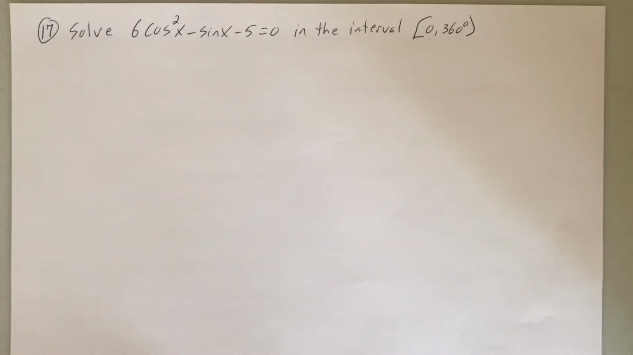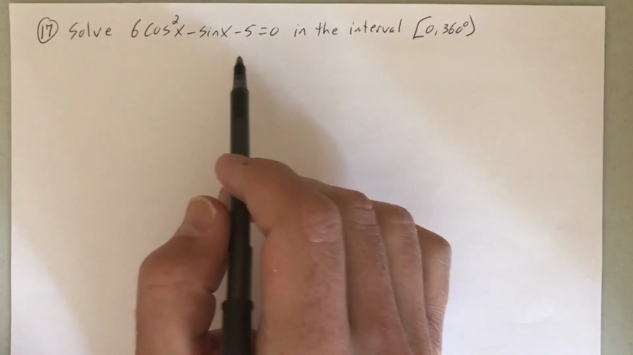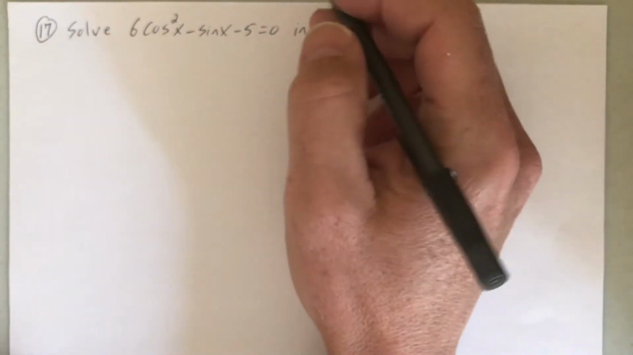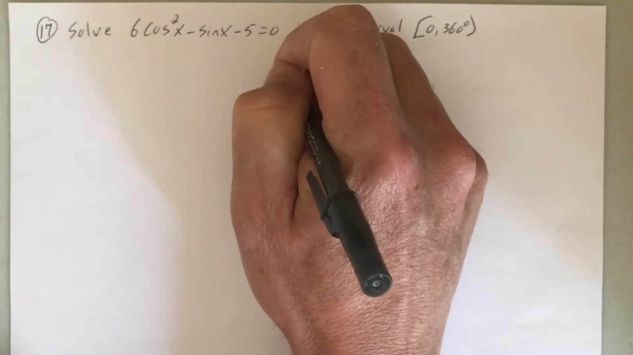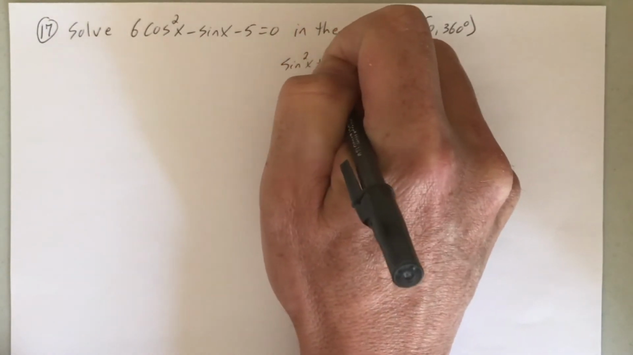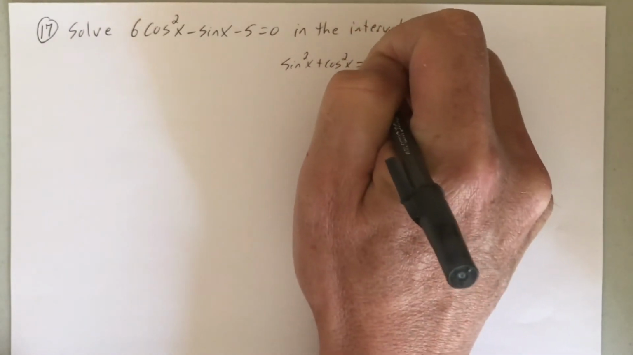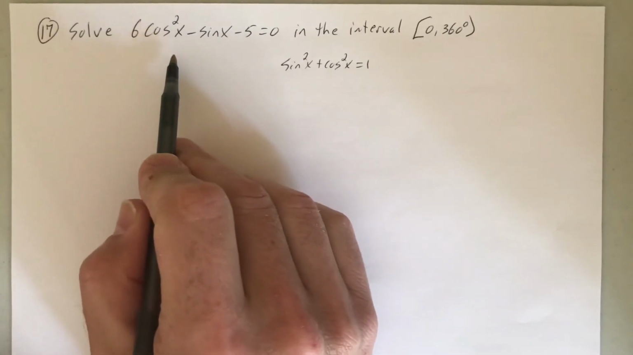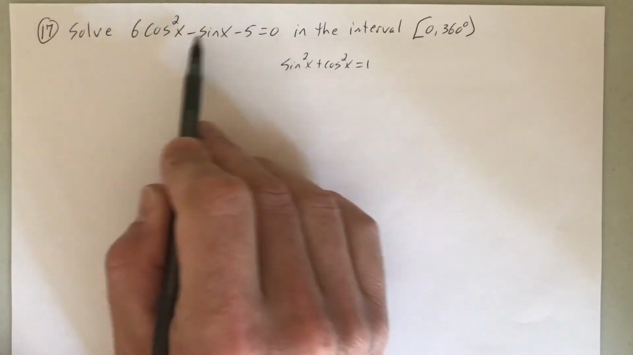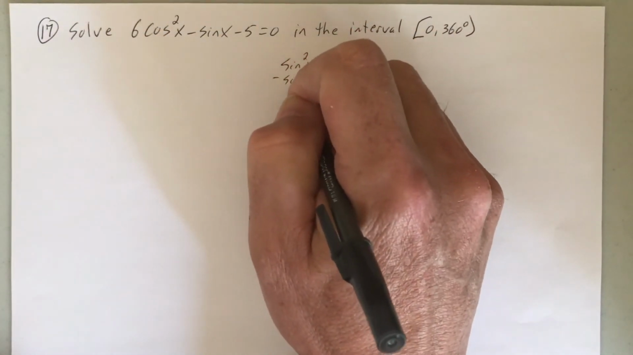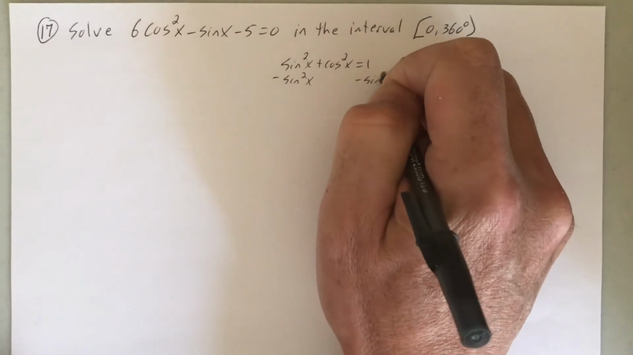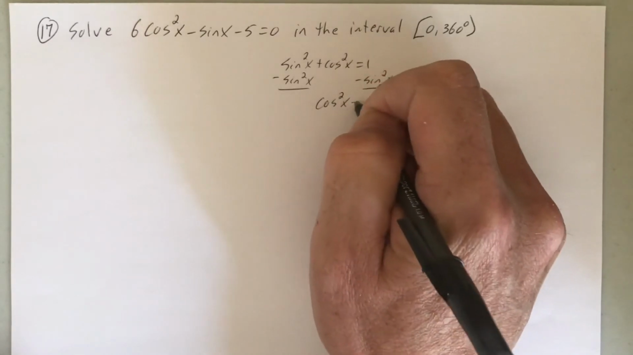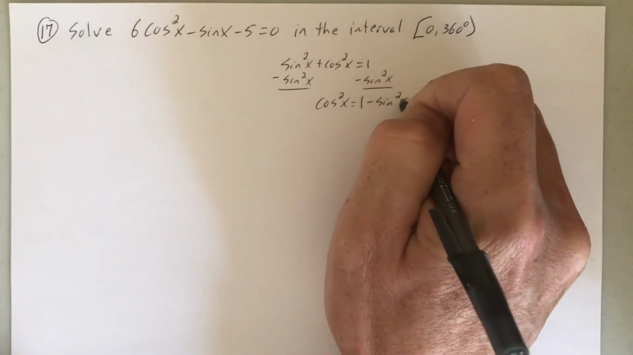All right, so here's number 17. You can see that it's similar to number 16 where we have two different trig functions. So we're going to use the same identity, the Pythagorean identity. We're going to say that sine squared x plus cosine squared x is equal to 1. And I'm going to replace the cosine squared x with something so I can get a sine x in the whole thing. So basically I'm going to move the sine squared x over here, and isolate the cosine squared x. So cosine squared x is equal to 1 minus sine squared x.